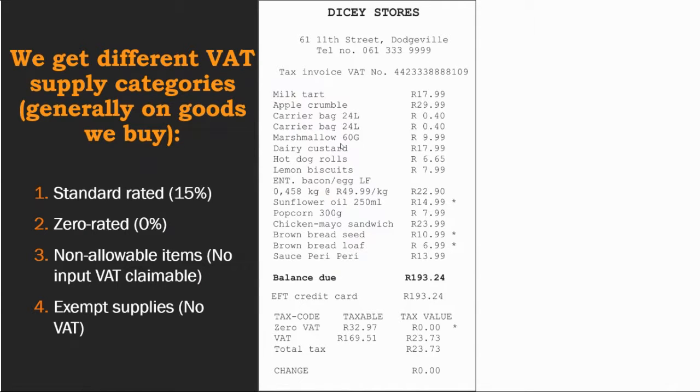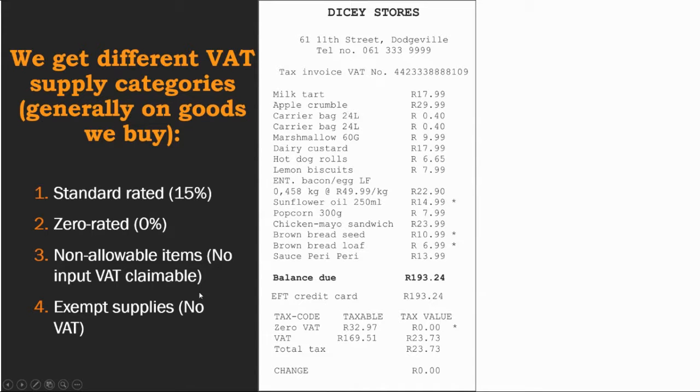Okay, your zero rated supply is more your basic food stuff. There are certain items on that list which government does not add any VAT on, or they add VAT at 0%, which is a R0 VAT. Now on your payslip here, you can see the sunflower oil, the brown bread seed, and the brown bread loaf got little stars next to it. Here at the bottom, you can see it's 0 rated VAT. So you did not actually pay any VAT on those items.